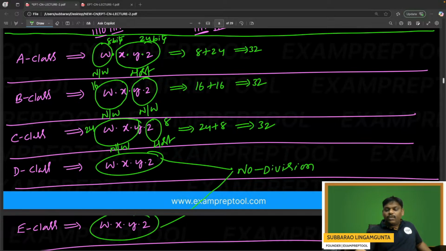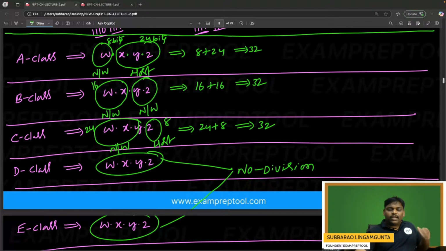So D and E, no division. In A division is there. In B division is there. C also division is there. But in A, how is the division? Right? Slowly start. Network part less. Remember one thing. In A, how is it divided? So first in A, network part less. So what about C? Right? I think host part less.